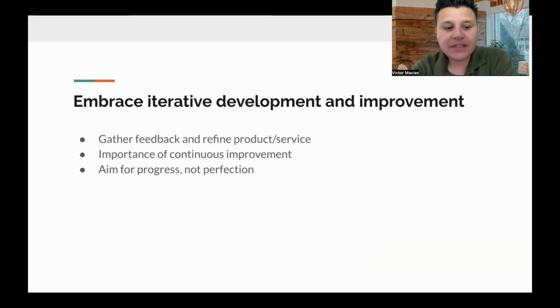In order for an MVP to be successful, you need to embrace what's called iterative development and improvement. It's not going to be perfect. Your brand name might not be perfect. Your idea, your features might change. Think of business as an experiment. Gather feedback. Always continue to improve, aim for progress, not perfection.